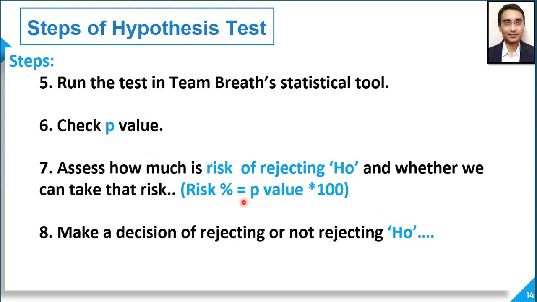How much risk need to be taken to reject null hypothesis. That is step 7. And step number 8, which is a very crucial step, make a decision whether we are going to reject or we are not going to reject H naught or null hypothesis. So let me repeat this. Step number 8, make a decision whether we are going to reject or not reject null hypothesis. So these are the eight different steps we have in hypothesis testing. And once that is done, we are done with our statistical testing. Let's go to next slide.